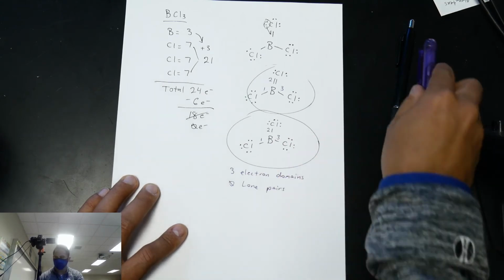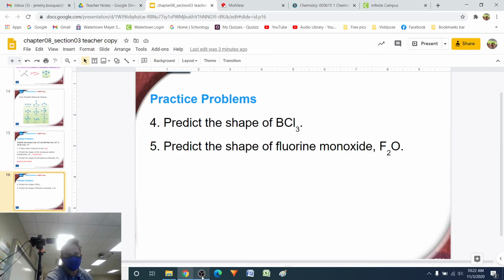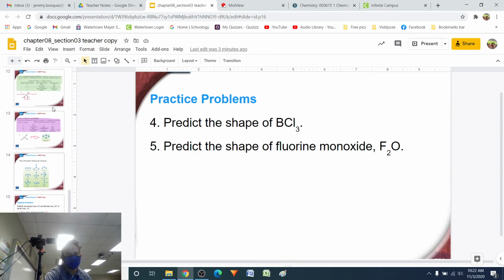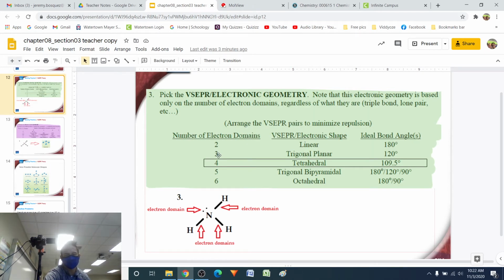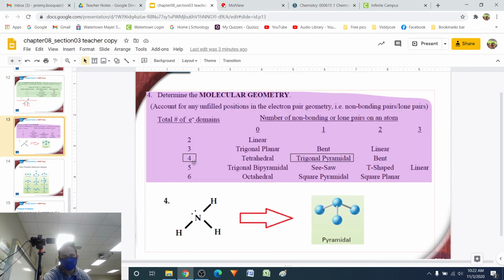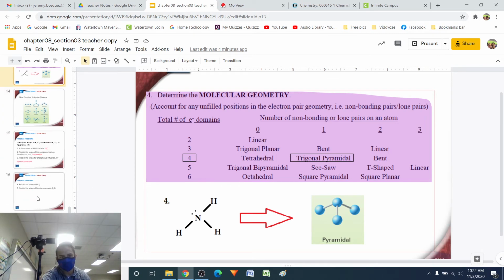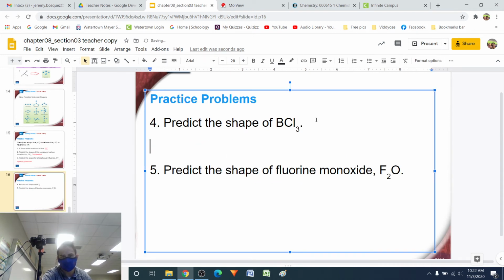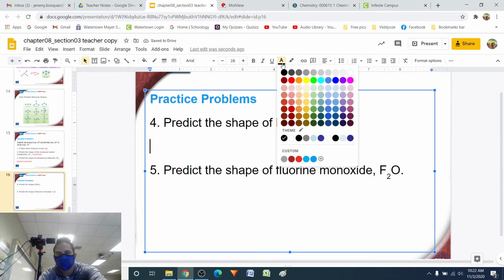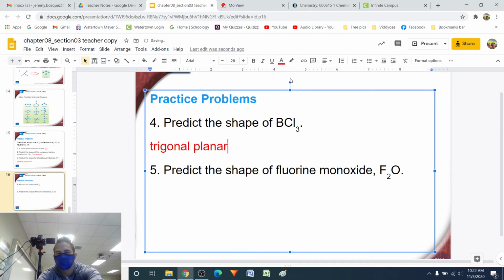All right, so let's go take a look at our chart to determine what this is going to be. So we have 3 electron domains. This is going to give us a trigonal planar shape, so 120-degree bond angles. What we want to know for geometry, though, is going to be from this one. So we have 3 electron domains. We had 0 lone pairs. This is going to give us a trigonal planar shape. Okay, so trigonal planar is the shape that we are going to have for BCl3. So let's put this in here. Trigonal planar.